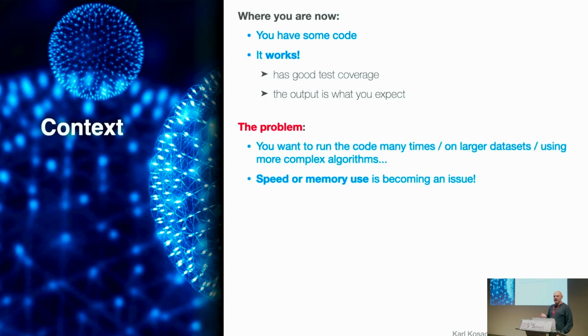But the problem is, imagine you want to run this code a lot, or on very large data sets, or using much more complex algorithms. And at some point, you find that speed or the use of memory on your machine is becoming a problem. So either you want to run it multiple times and it takes 20 minutes to run, or maybe 2 days to run, because at least in my field, we often have people doing simulations or other things that take a very long time. At that point, it's really annoying and difficult to work with your code. So you want to figure out what ways you can make things go faster.